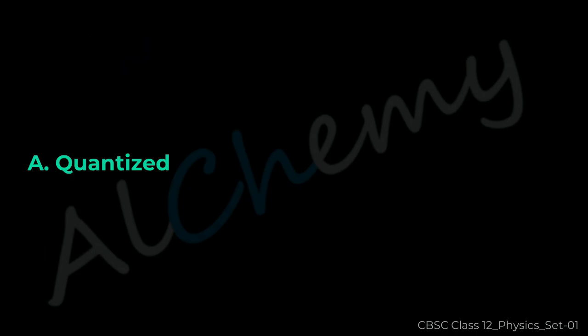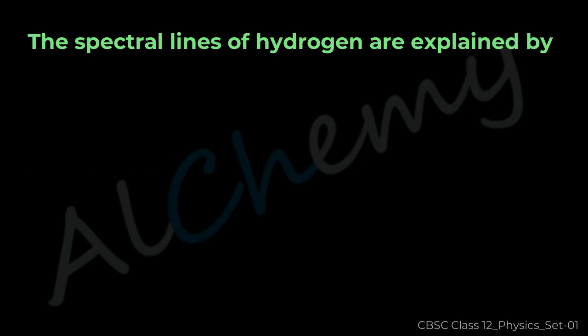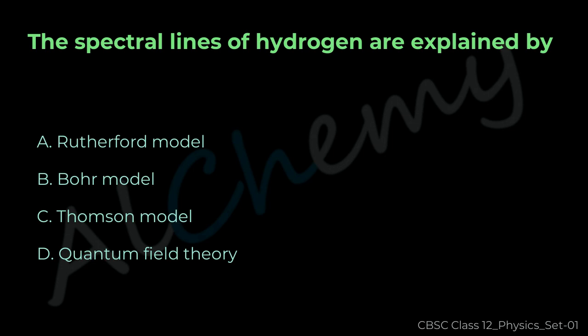The correct answer is A. Quantized. Question 32. The spectral lines of hydrogen are explained by A. Rutherford model, B. Bohr model, C. Thomson model, D. Quantum field theory.